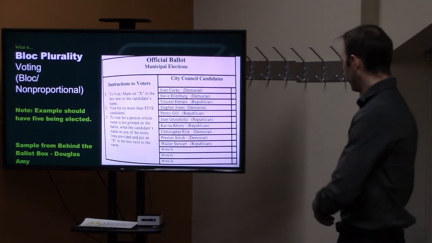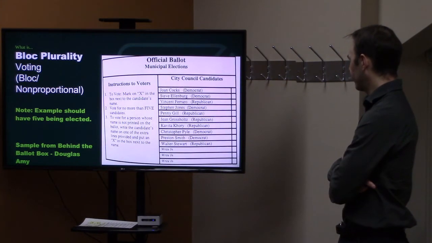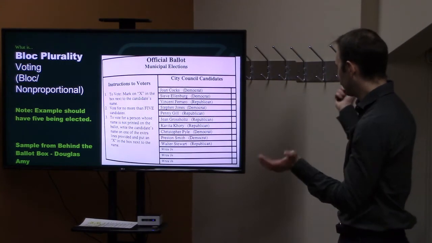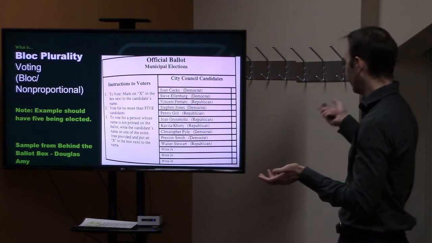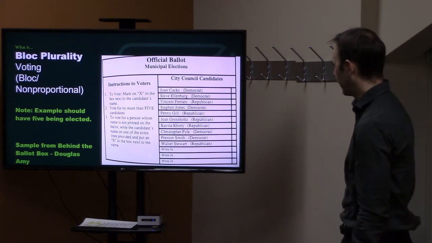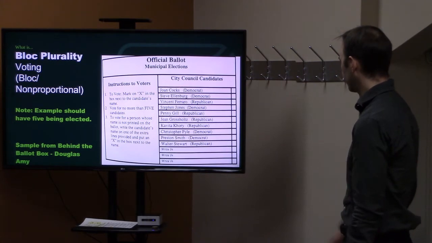And this is what one of those ballots would look like. It just says choose as many people as there are seats to be filled. This is from Behind the Ballot Box, one of Douglas Amy's many books.